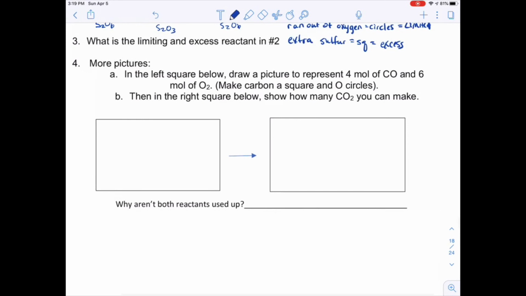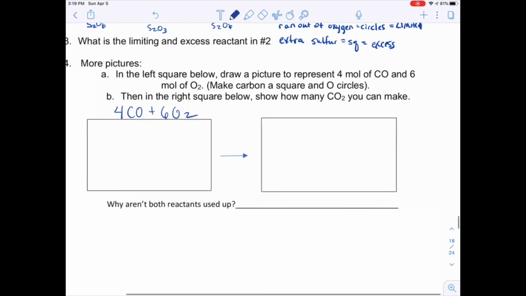So here's another picture just to make sure you've got this idea. You're going to draw a picture to represent 4 moles of CO. And again, we're keeping the O's being circles. And on the right, you're going to show how many CO2s. So again, the reaction we're doing is 4 COs plus 6 O2s, and we're going to see how many CO2s you end up with. So pause the video.